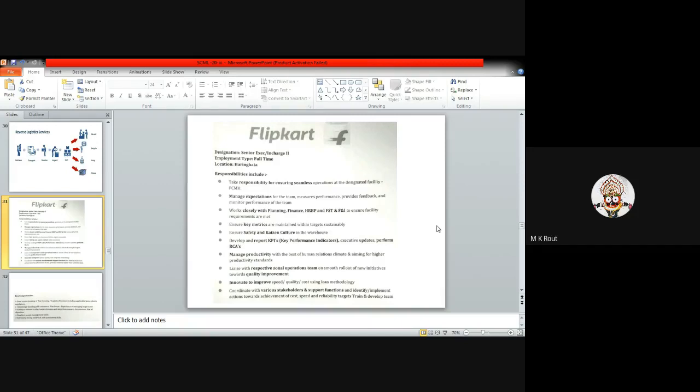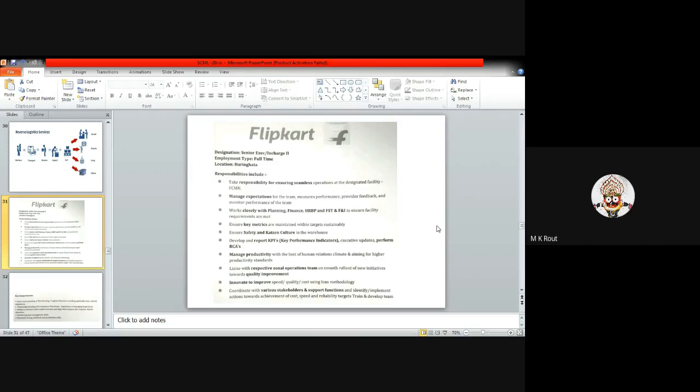And second point, manage expectation for team, measure performance, provide feedback, and monitor performance of team. In case of middle management, under your supervision, there is a huge amount of manpower available. That is your duty. You have to provide different measures, mobilization of team, provide feedbacks, and monitor different performance of a team. The next is work closely with planning, finance, that is known as human resource business process. HRBP stands for human resource business process.